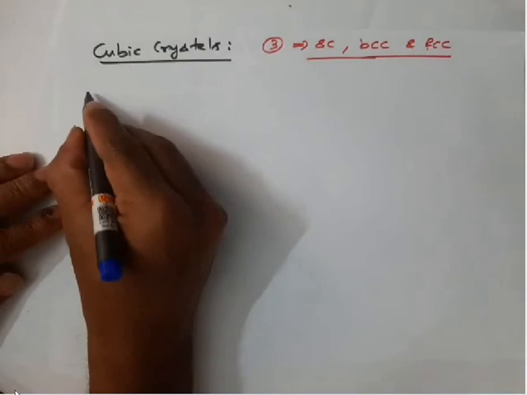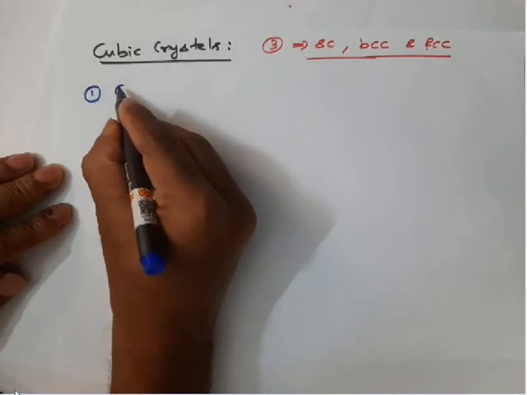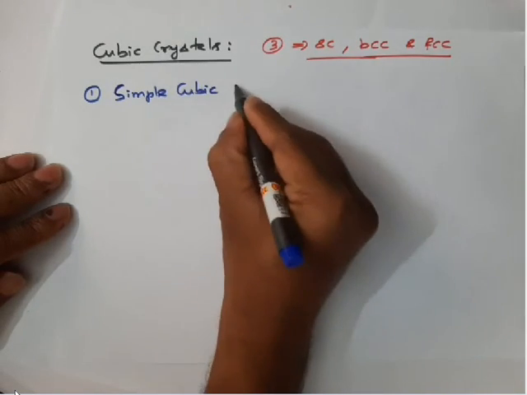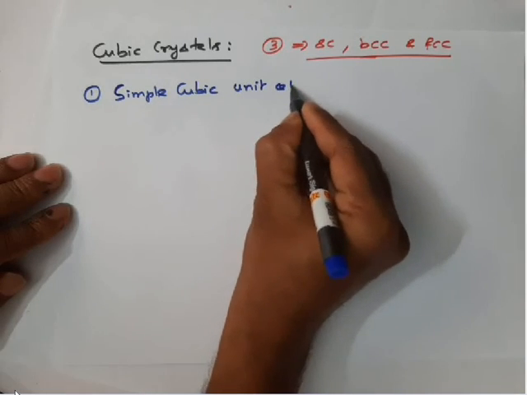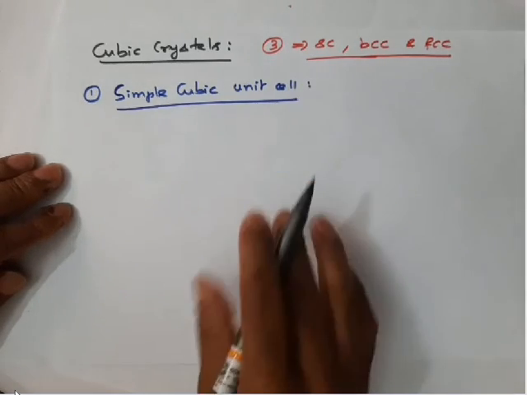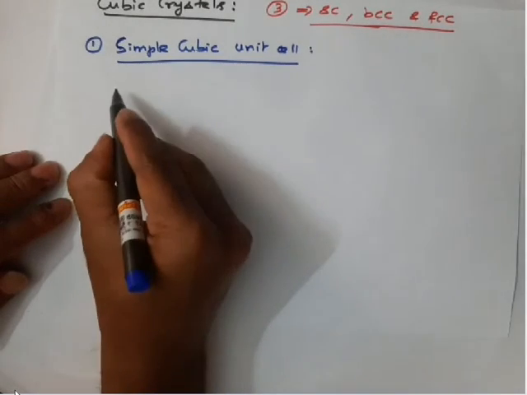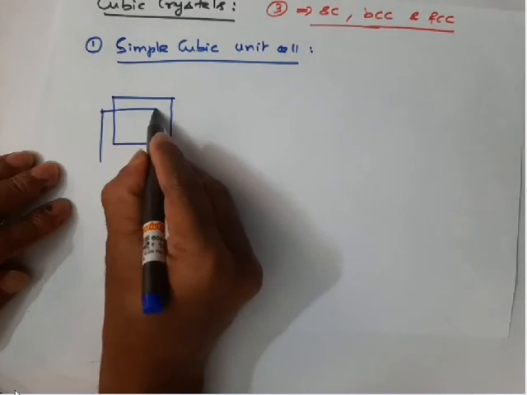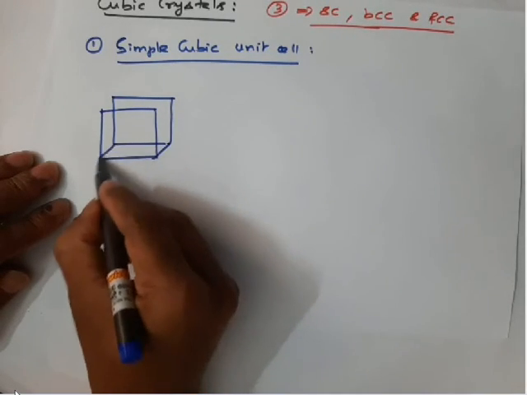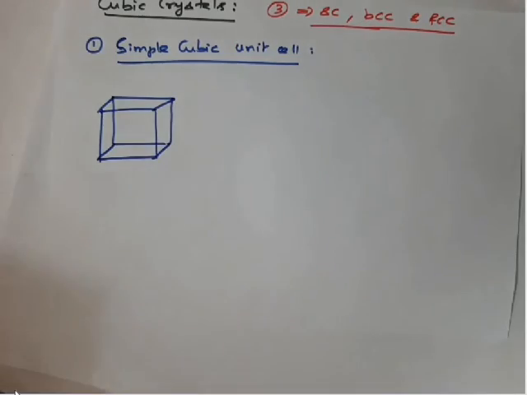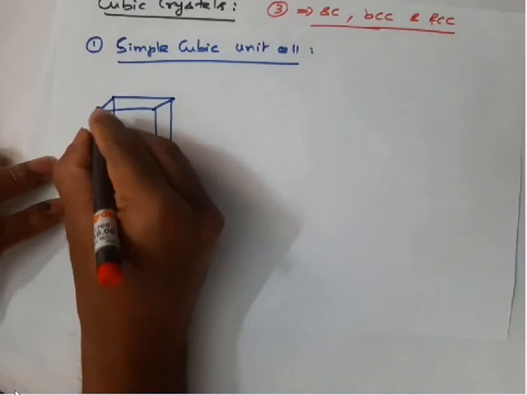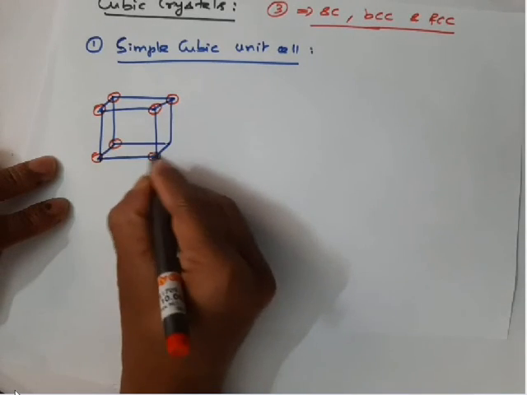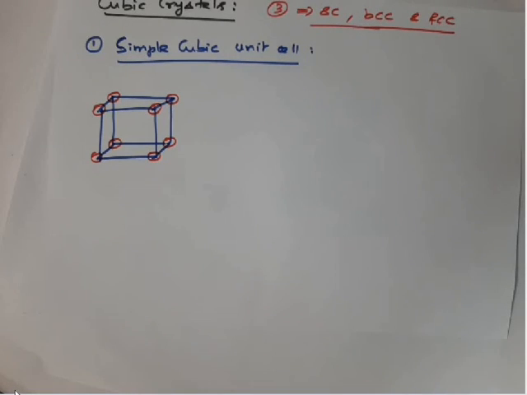So first I'll take a simple cubic unit cell. Okay, listen. While drawing a simple cubic unit cell, we'll draw like this actually. We'll take a cube and we'll place atoms at the corners. Okay, let me show you. We'll draw a cube like this and we'll place the atoms at the corners. This is how we draw.